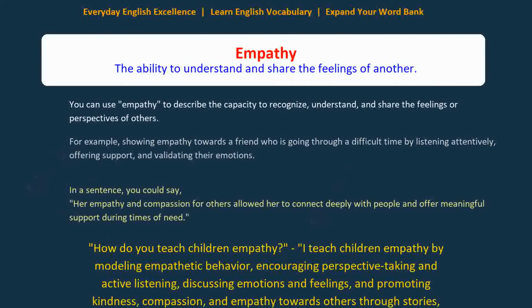How do you teach children empathy? I teach children empathy by modeling empathetic behavior, encouraging perspective taking and active listening, discussing emotions and feelings, and promoting kindness, compassion, and empathy towards others through stories, role-playing, and everyday interactions that reinforce empathy as a fundamental value and skill.